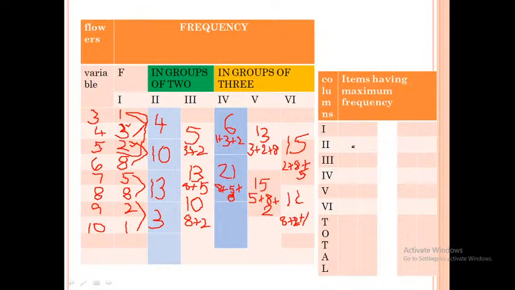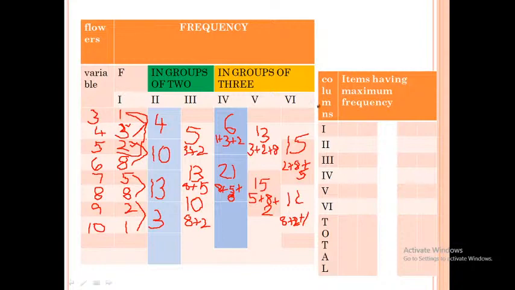Now we have to make another column with the items. This is actually called the analysis table. The next column on the right side of this is the analysis table. In the analysis table, we have to write the items which have the maximum frequency in each column. We have to find the maximum frequencies in each column. We have 6 columns, 1 to 6, and you can write as many columns as you need, depending on the data.